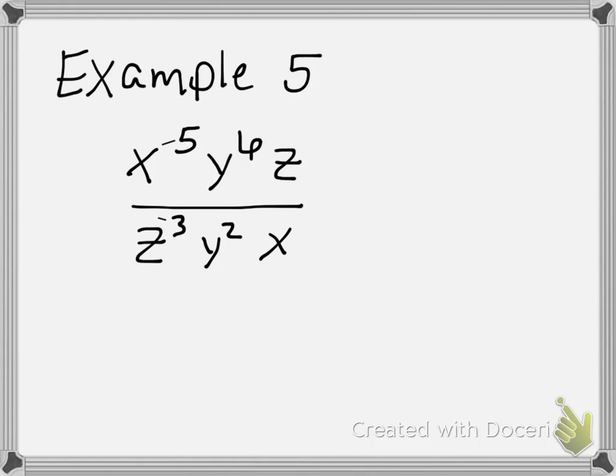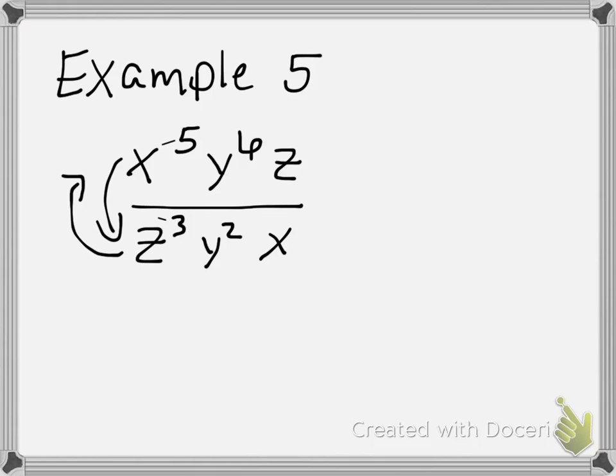Now let's take a look at a final example here. This is going to look a little daunting because it's like, wow, that's a lot of information right there. First thing we can do is probably just make everything positive. That's probably the best thing we can do. So we're going to move our x to the bottom to make it positive. We're going to move our z to the negative 3rd to the top to make it positive. And then we're going to combine like terms, and then if we have to subtract, we'll subtract.